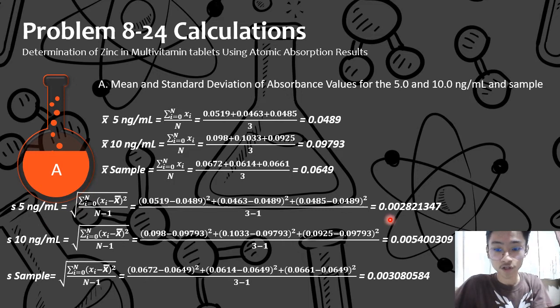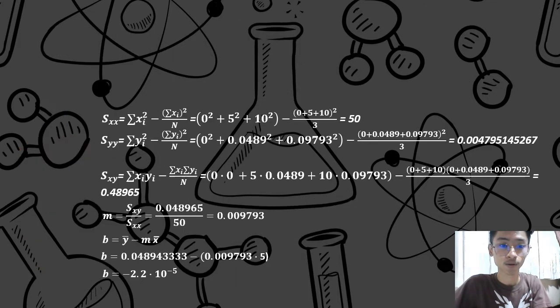For the standard deviation, 0.002821347 for the 5, 0.054000309 for the 10, and 0.003080584 for the sample.